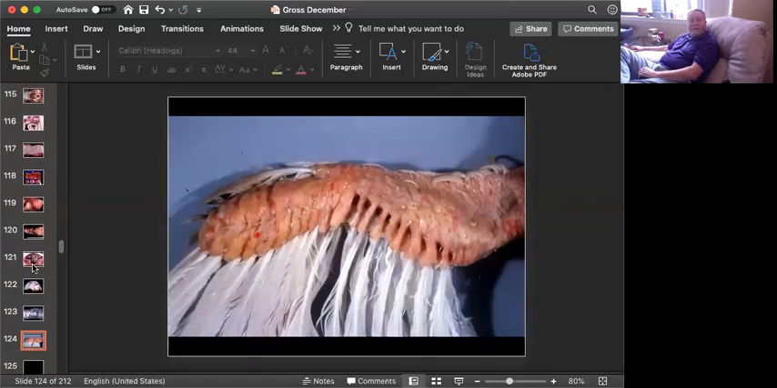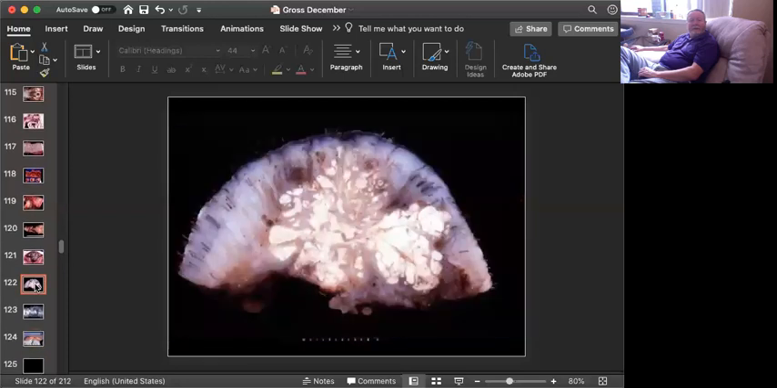Oops, we went flying through a couple. Okay, slide number 8 is tissue from a dog. Can you give me a morphologic diagnosis and name the condition?